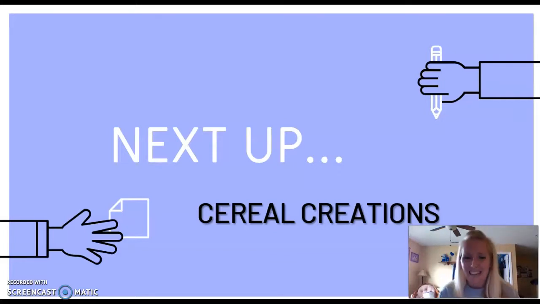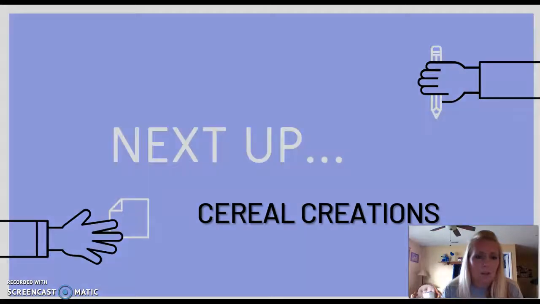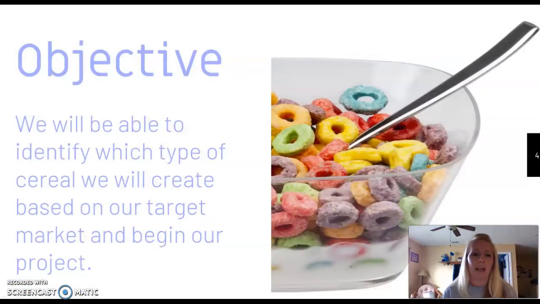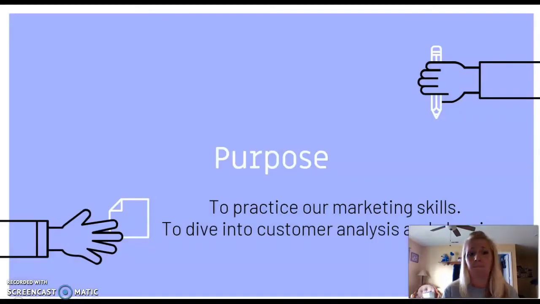Once you are done, we are going to start our first major project. We have done a great job in understanding a lot of the basics of marketing. It's time to put some of that to action, okay? We are going to start what I like to call serial creations. With serial creations today, our objective is to identify which type of serial we are going to create based on our target market and start our projects.